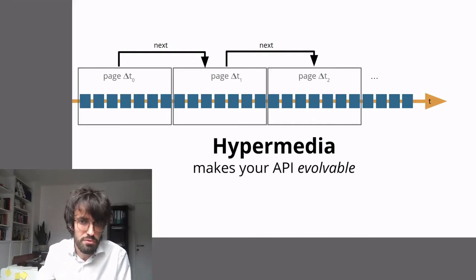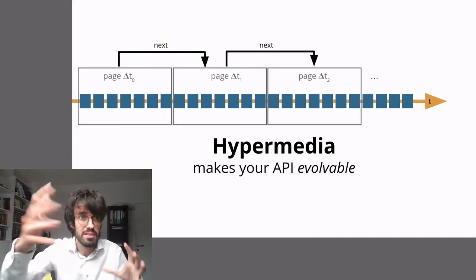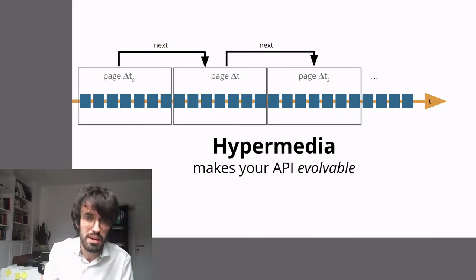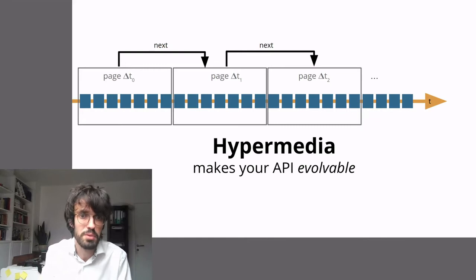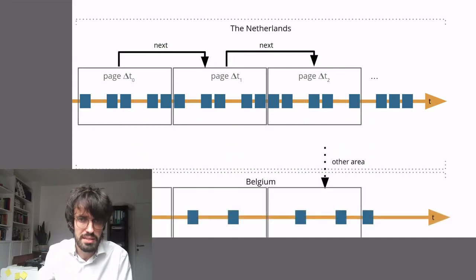Because, for example, if I now decide that this next page link is not sufficient anymore, because I had a data set in both the Netherlands and Belgium, and I noticed that most organizations from Belgium only download data from Belgium, and most organizations from the Netherlands only download data from the Netherlands, maybe it's more useful that I just split it in two parts. So let's have one part for the Netherlands and one part for Belgium.